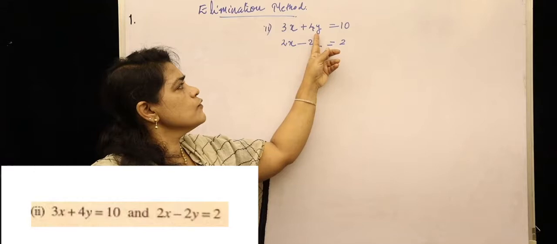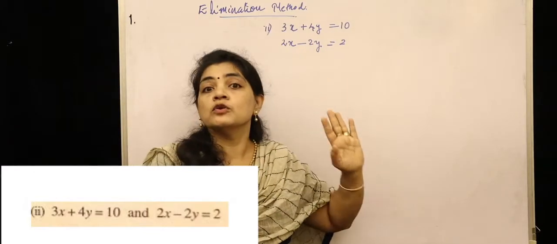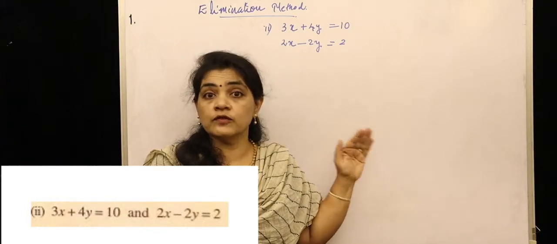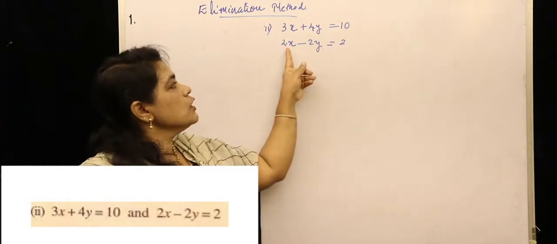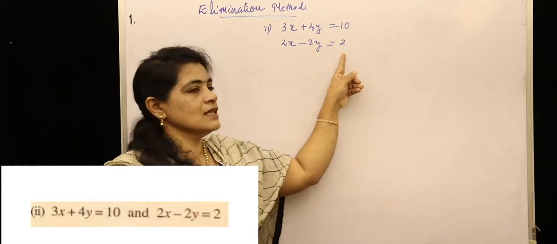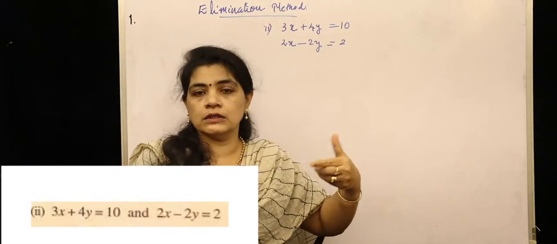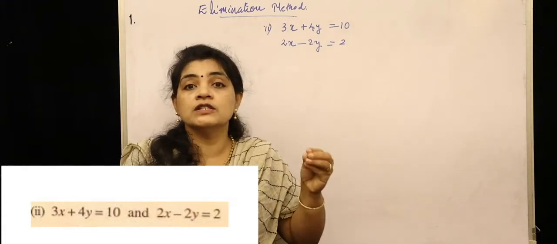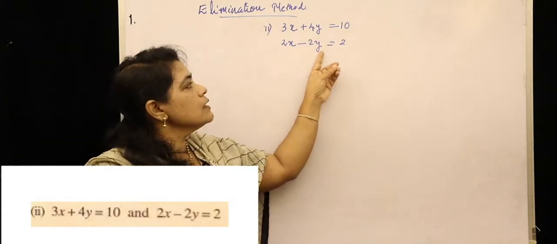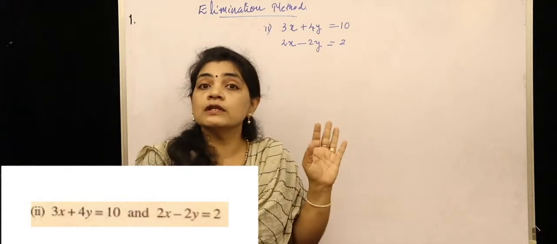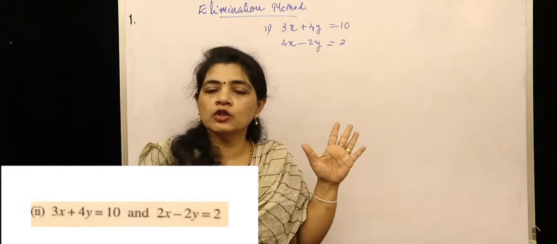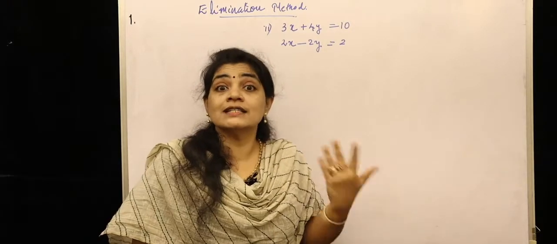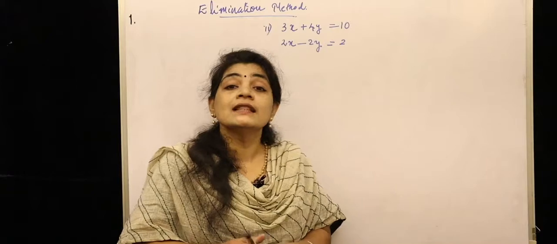That is 3x plus 4y equal to 10. There is no common term, so we can't do anything with respect to the first equation. But in the second equation, 2x minus 2y is equal to 2, you just read out the terms, so you will get the idea of what can be done for each equation. In 2x minus 2y is equal to 2, 2 is common. So you can divide throughout this equation by 2. So you can simplify the second equation.